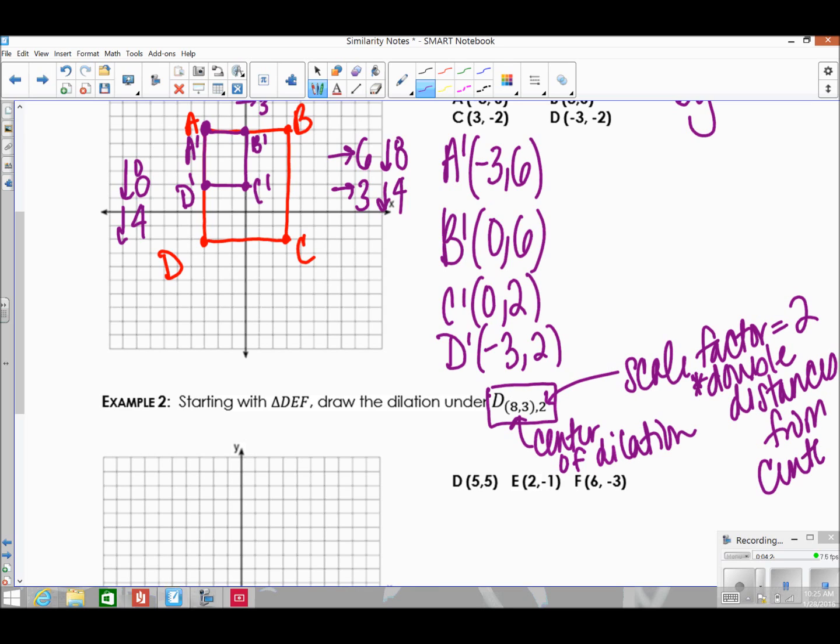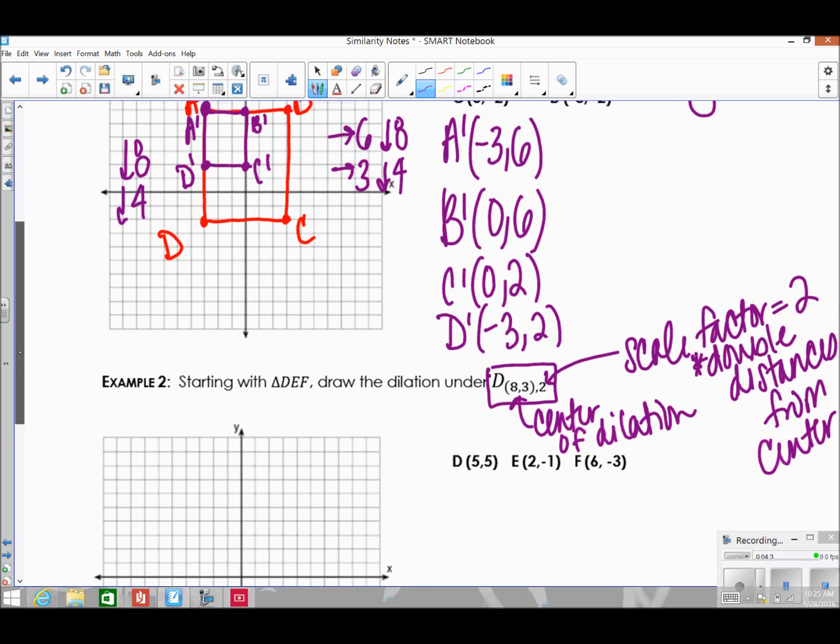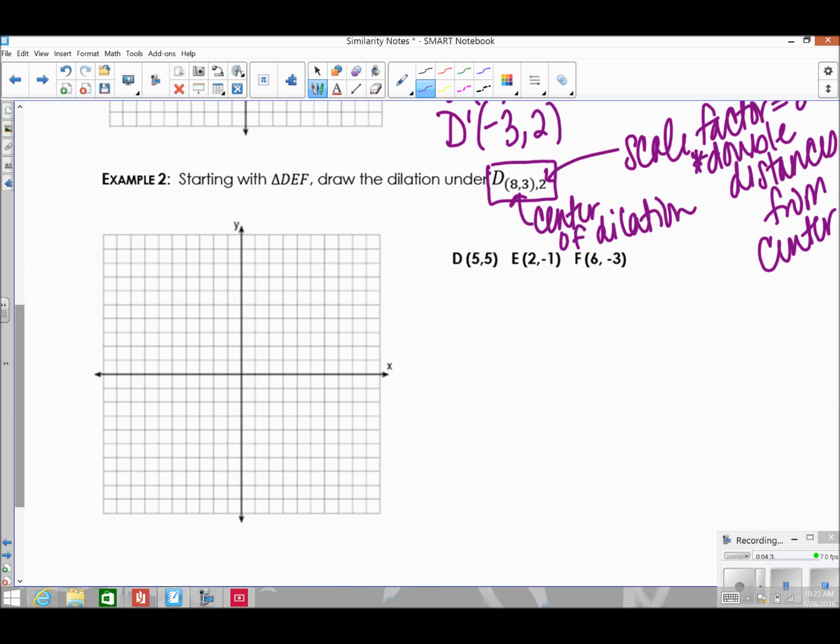And this center is not one of our coordinates, so it's just going to be a point that we're going to use to measure those distances. So let's go ahead and try that. Let's first graph our original. 1, 2, 3, 4, 5. So here's D, 5, 5, 2 down 1, E, and F is 6, -3. So 2, 4, 6, 1, 2, 3. So here's the original. And if my scale factor is 2, the new triangle should be twice as big.